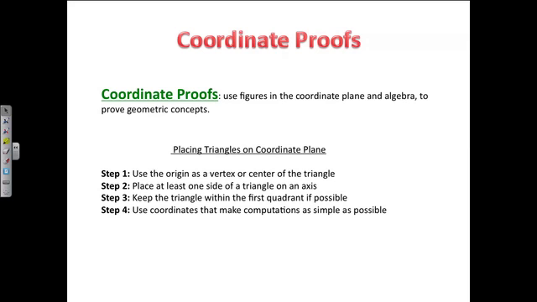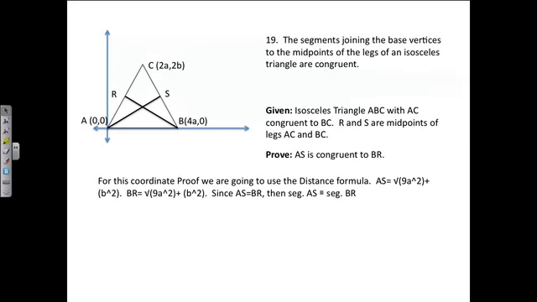Step 1, use the origin as a vertex or center of the triangle. Step 2, place at least one side of a triangle on an axis. Step 3, keep the triangle within the first quadrant if possible. Step 4, use coordinates that make computations as simple as possible. And going back to step 3, the reason that you want to do that is because it keeps all the numbers positive. Moving on.